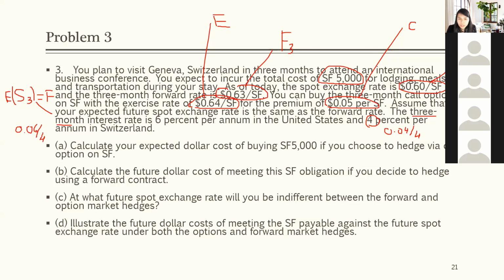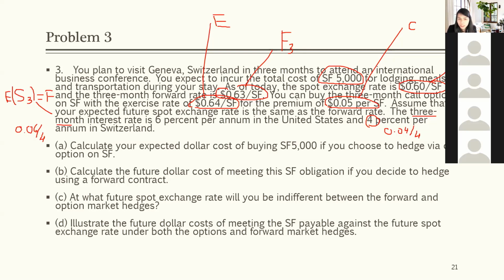Question A, calculate your expected dollar cost of buying 5,000 Swiss francs if you choose to hedge via a call option. Okay, so this is something similar to what you're going to do in your assignment. The difference is in your assignment, you have to hedge an account receivable. So you want to hedge your income coming in from the US or the UK instead of a cost.